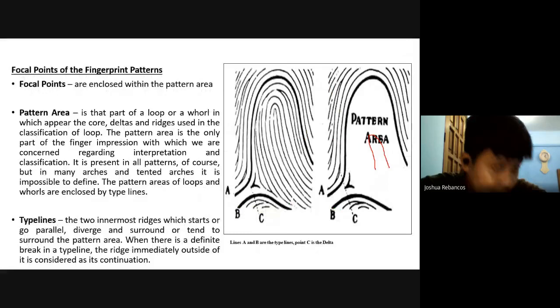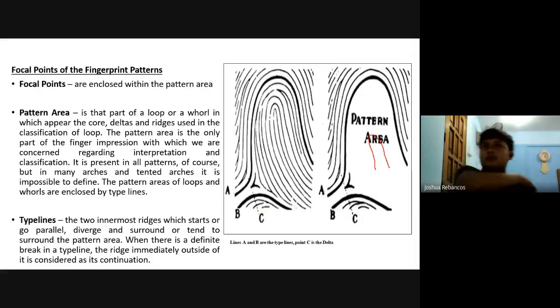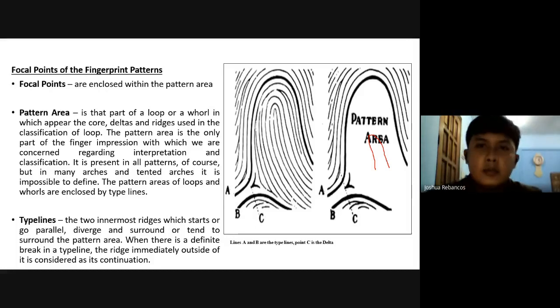So, dumako naman tayo sa ating pattern area. We have the focal points of fingerprint pattern. Itong focal point na tinatawag natin are enclosed within the pattern area. So, ito yung ating focal point. Okay? Ito yung focal point natin. Enclosed within the pattern area.